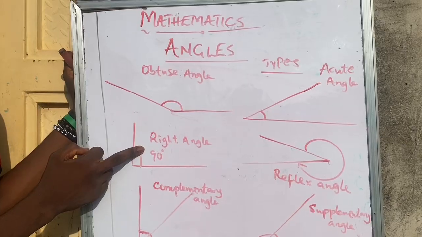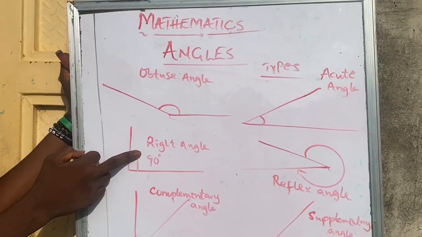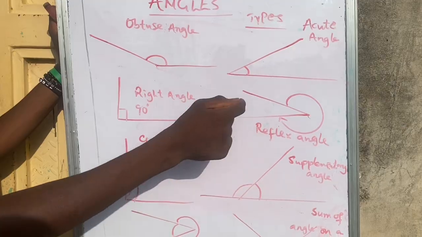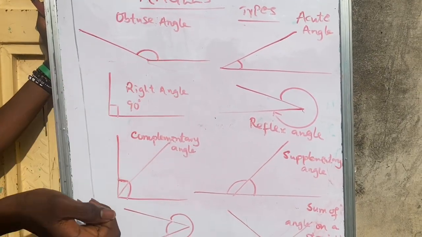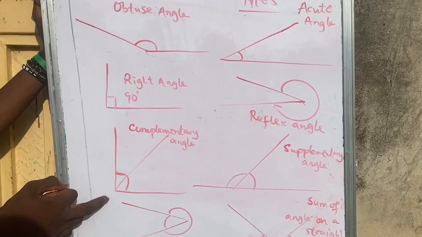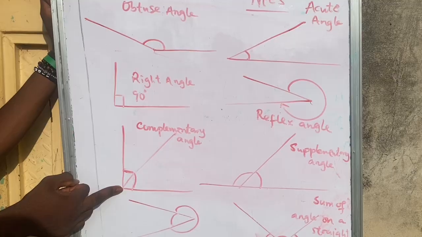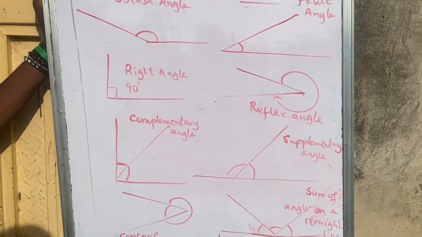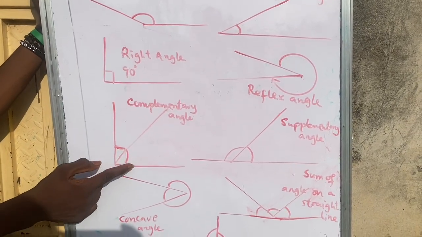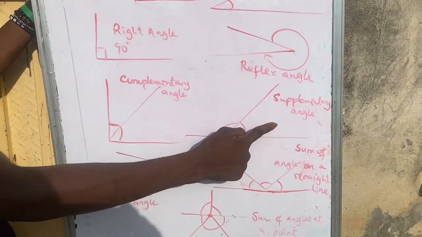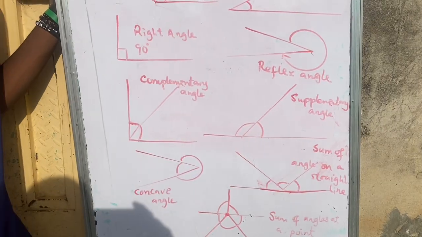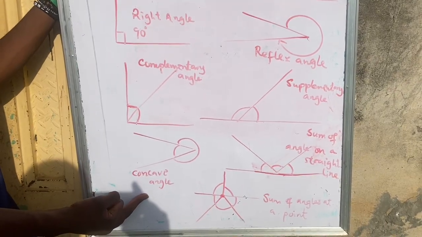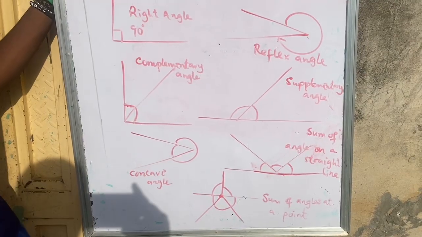This is a right angle. It's an angle that is exactly 90 degrees. This is a reflex angle. It's an angle that is more than 180 degrees, but less than 360 degrees. This is a complementary angle. Complementary angles are two pair of angles that add up to 90 degrees. You can see these two angles, they add up to 90 degrees. This is supplementary angle. There are two pair of angles that add up to 180 degrees. This is a concave angle. There are two pair of angles that add up to 360 degrees.